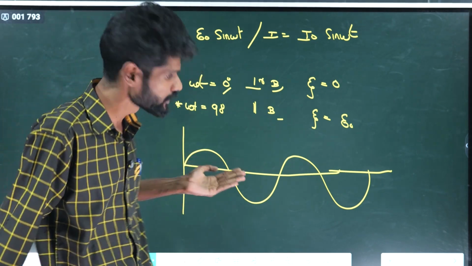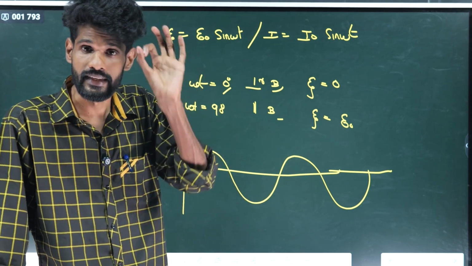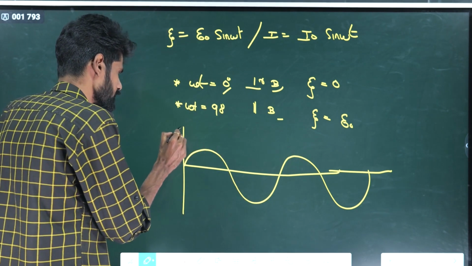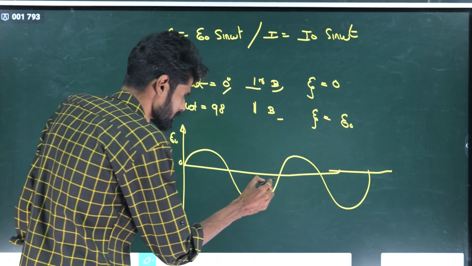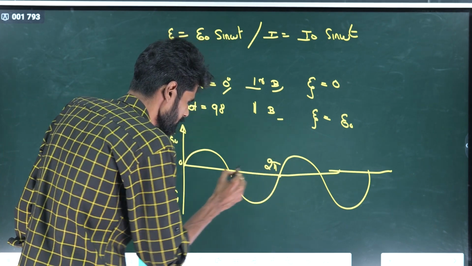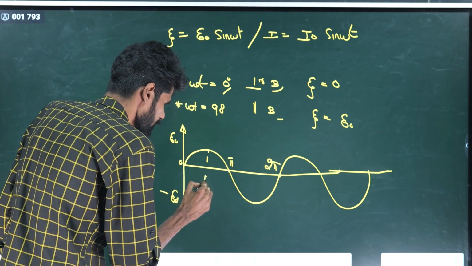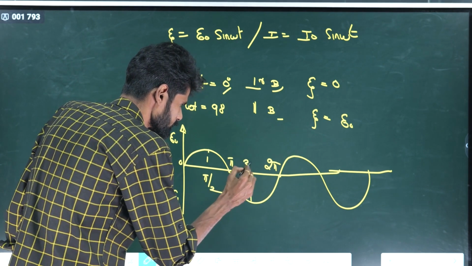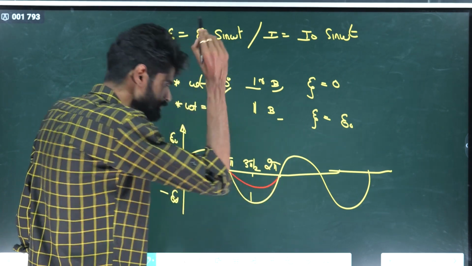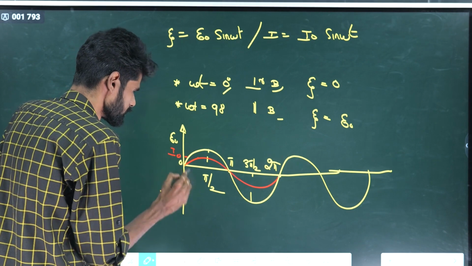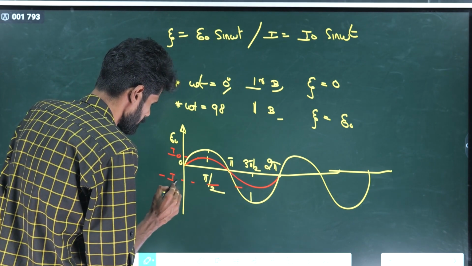Current thus produced is known as alternating current, AC current. These are the maximum values, peak value E naught, and this is minus E naught. This is corresponding to 2 pi. This one is pi, here it is pi by 2, and this one is 3 pi by 2. Now this is the corresponding variation of the current. This is I naught, this one is minus I naught. These are the corresponding currents.